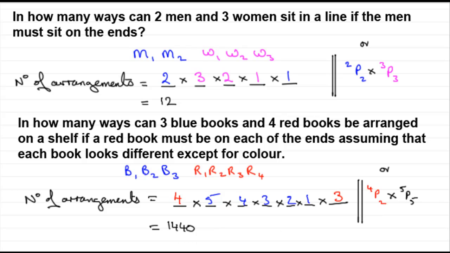Okay, well I hope that's given you some idea then of how we cope with questions like this, where there's restrictions and we've got items on the ends of a line of items.